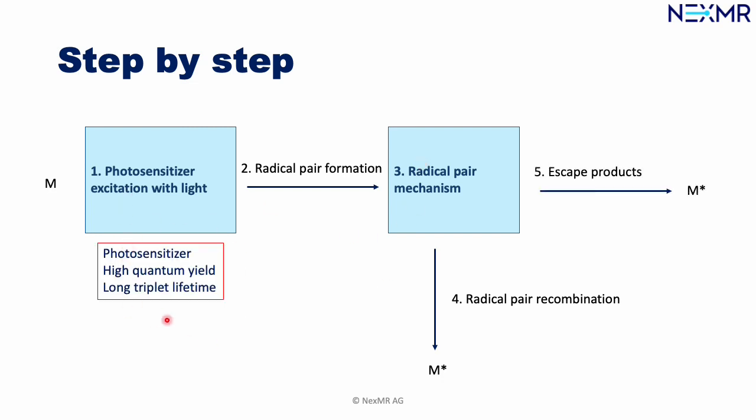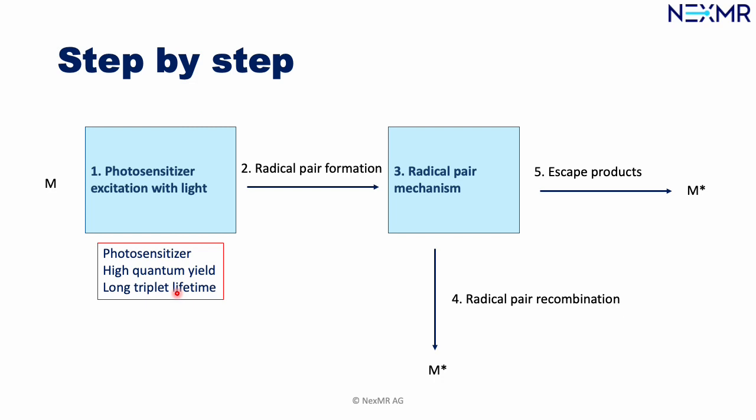You can, as I said, play on the photosensitizer at this step. So you can select a photosensitizer that has a high quantum yield and a long triplet lifetime. And that will enable you to have optimal conditions, because the concentration will also play a role, as the triplet state photosensitizer can quench itself by energy transfer.